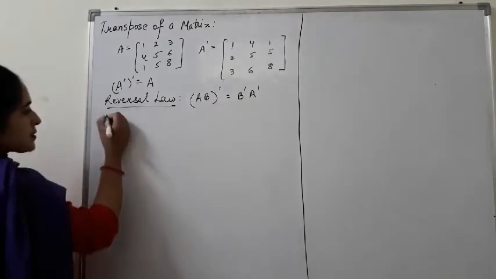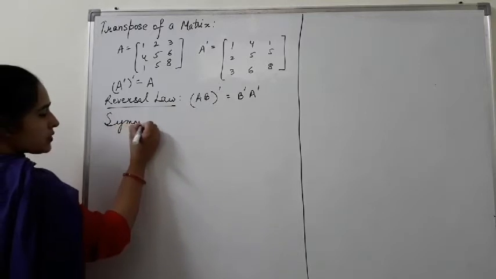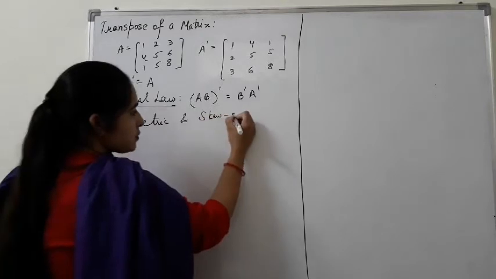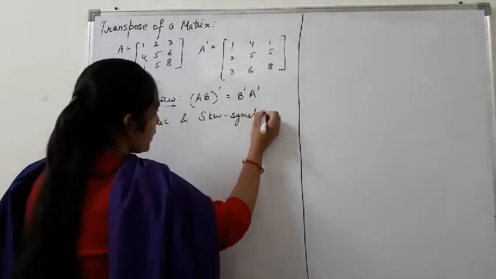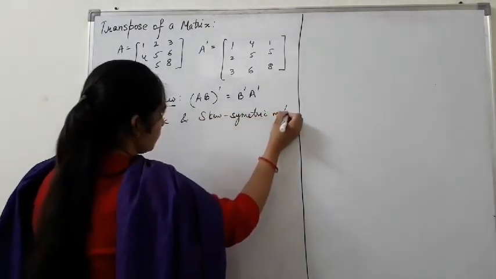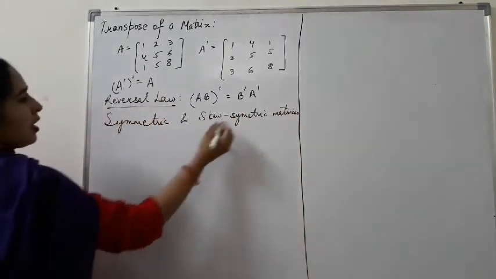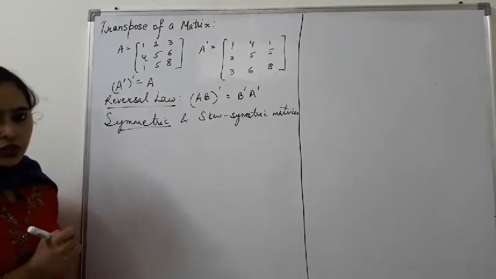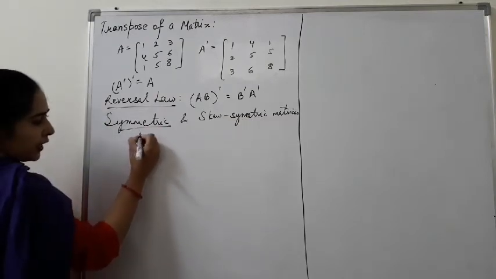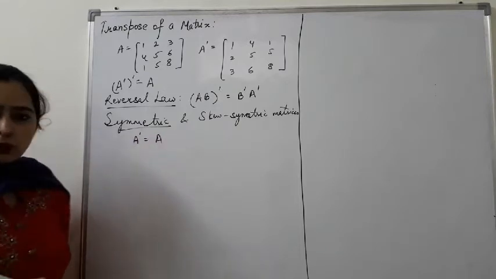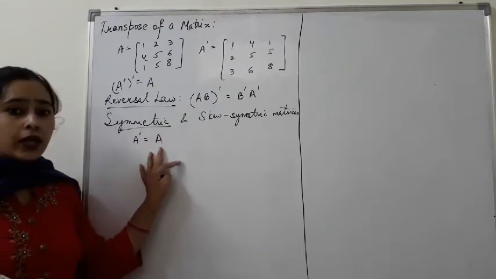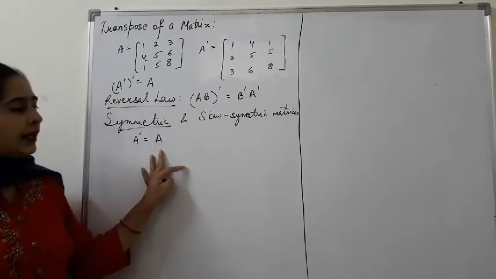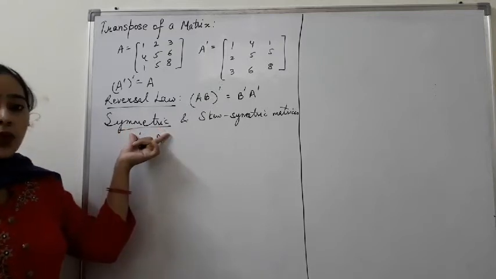Next is symmetric and skew-symmetric matrices. Now what is a symmetric matrix? A matrix for which transpose of A is equal to A. That means the matrix will remain unchanged on taking the transpose. Then the matrix is known as a symmetric matrix.